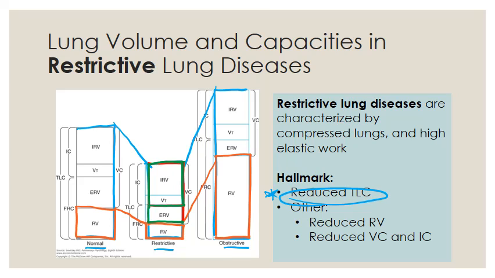So I mentioned a few before. There are many restrictive lung diseases, and probably the most common is going to be obesity. And this is where the abdominal adipose tissue causes more work on inspiration and a reduced expiratory reserve volume.